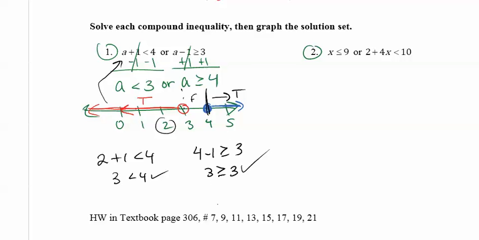And then I'll test one more. Let's try 5. 5 minus 1 is greater than or equal to 3. That leaves me with 4 is greater than or equal to 3. And that's true, because 4 is greater than 3. So my solutions check out. So that's how I do checks for my inequalities.